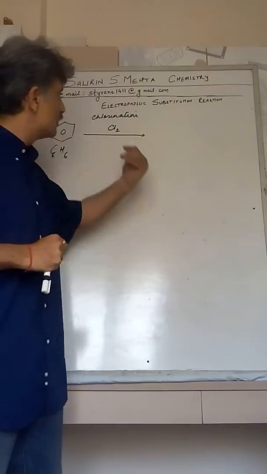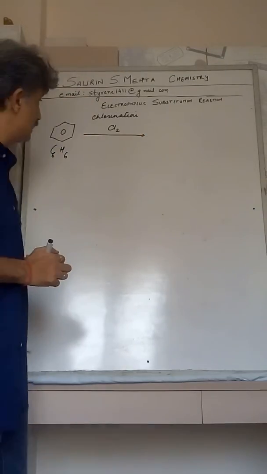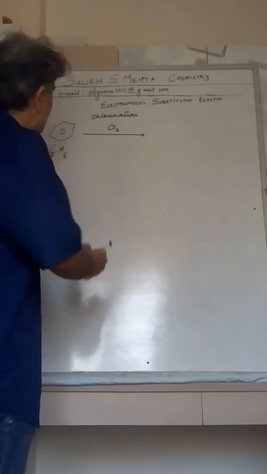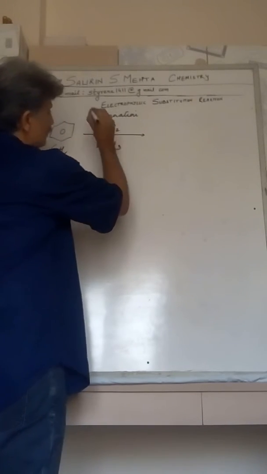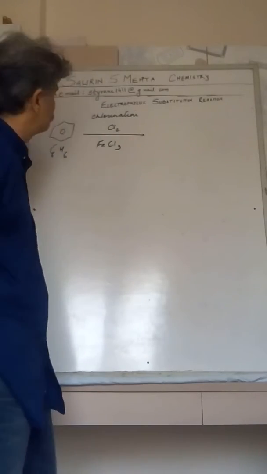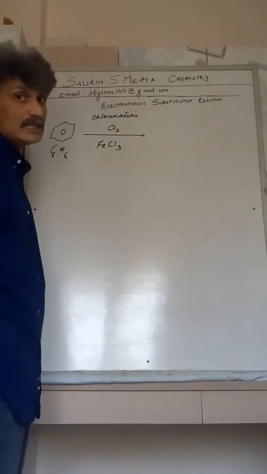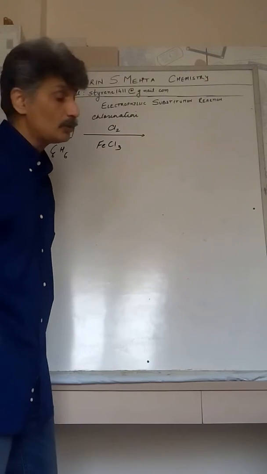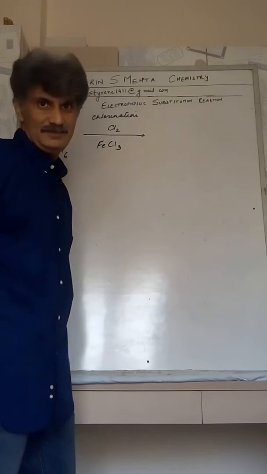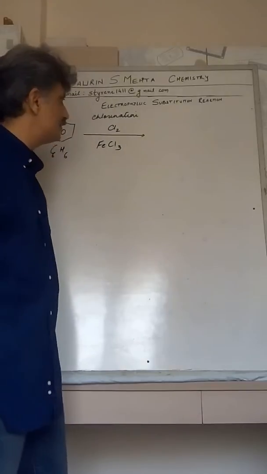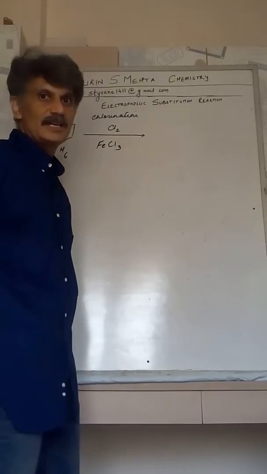Fine. So here we will take a precise reagent in the form of catalyst, and that is ferric chloride, FeCl3. How this ferric chloride plays an important role, that is very important. That is the key to understand this particular episode.